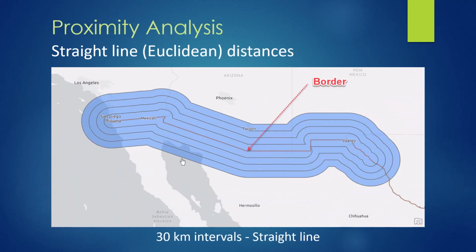So let's start talking about proximity analysis. Proximity can be measured in two ways. The first approach is a simple straight line that is also called Euclidean distance. Euclidean distance is a way to measure the straight line distance between 2 points in space.